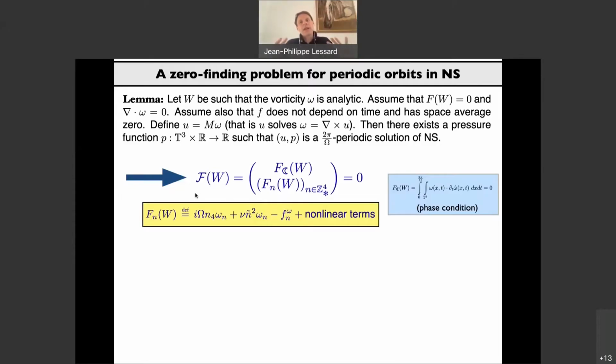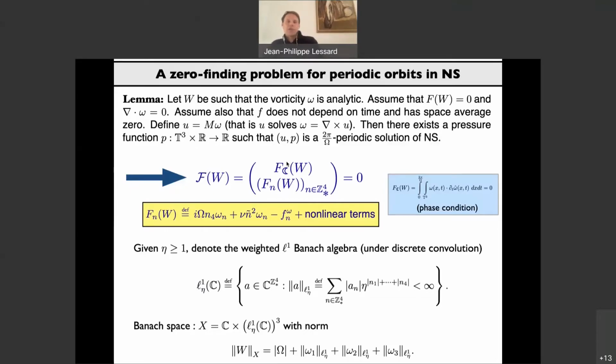And now it hopefully has locally unique solutions because we eliminated the time shift. Okay, so now this is our map, capital script F. Before, I had the difference between F script and F non-script, but F script now incorporates a phase condition to this problem. So with a phase condition incorporated, now we have a map for which we want to study the zeros.